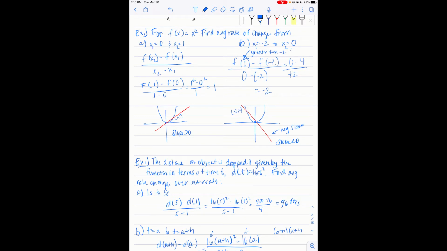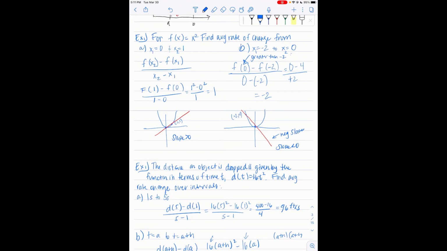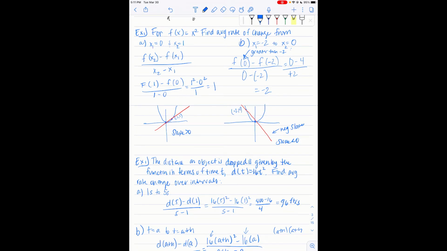So I just do that. So I get 1 squared, because our function is x squared, so it's 1 squared minus 0 squared over 1, which is just 1. And as we can see here, that's going to be the average rate of change for our graph. Our function is this x squared here, so it's just a parabola.